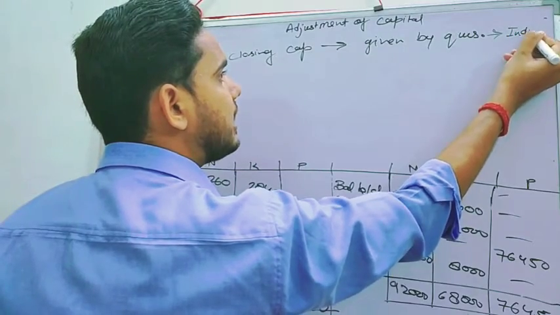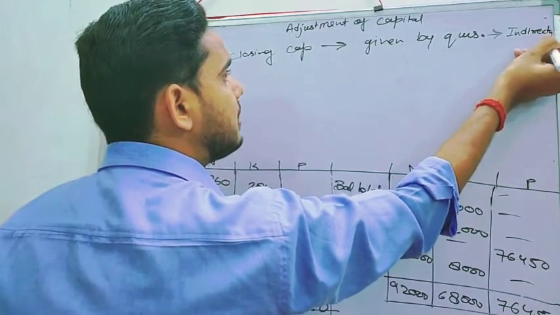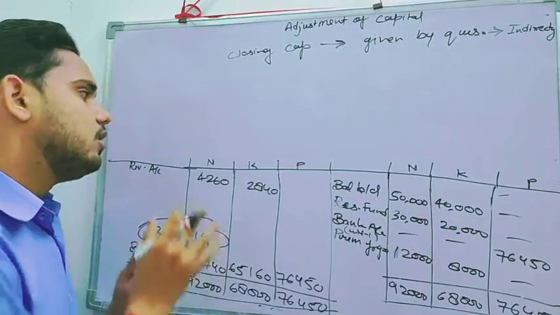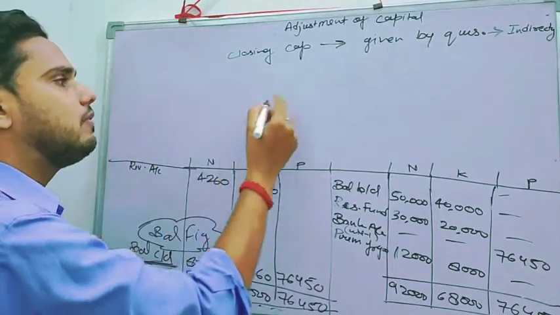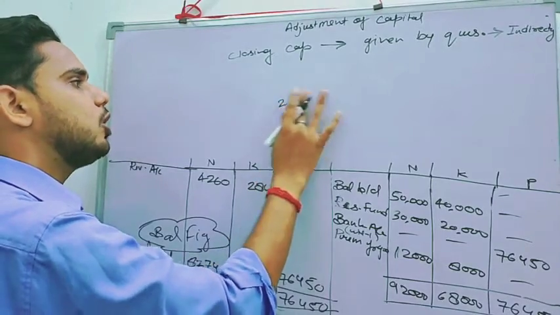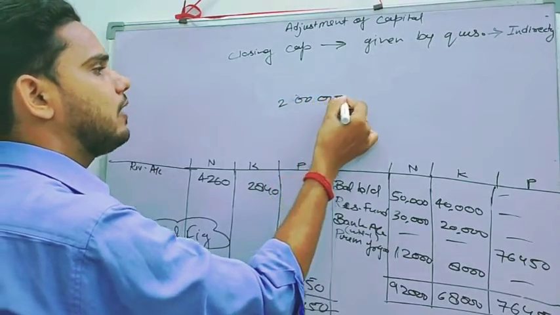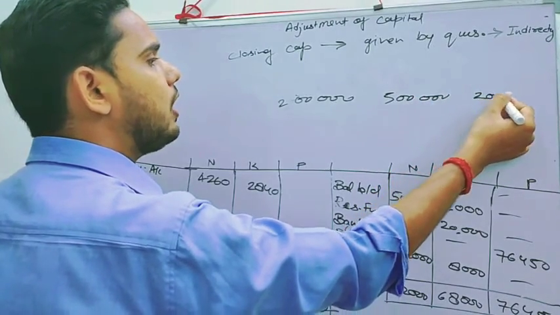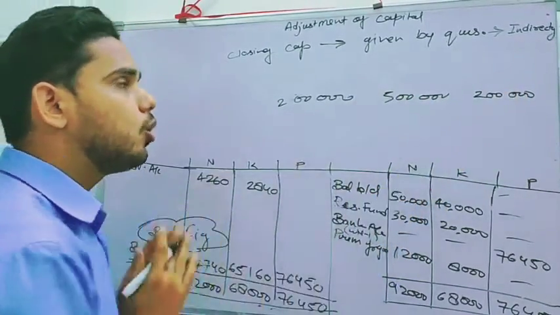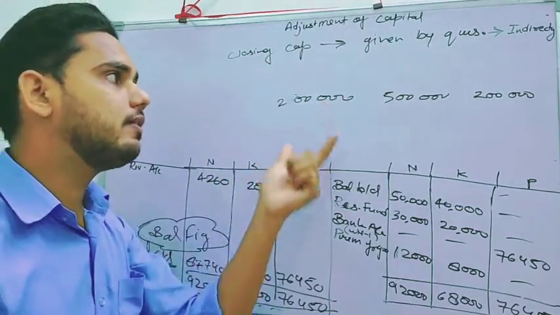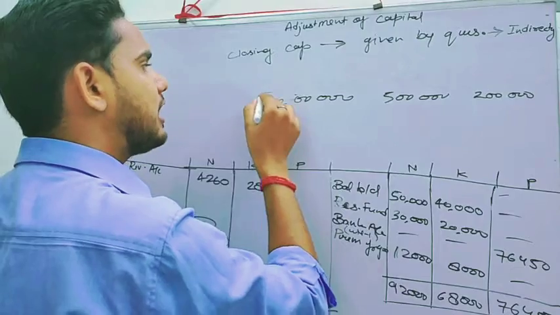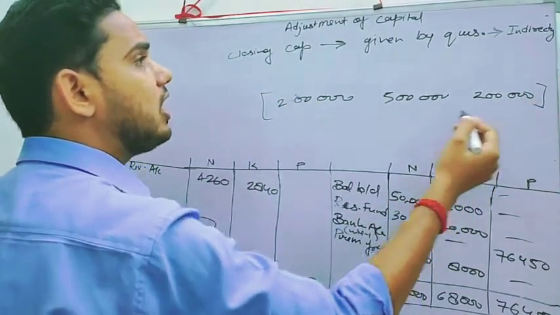Now what does indirectly mean, sir? Indirectly means the question will not give you the exact amount, such as closing capital of N will be 2 lakh, closing capital of K will be 5 lakh and closing capital of P will be this much. It will not be given in the question. No doubt closing capital will be given by the question, but it will not be given directly, meaning the exact amount will not be given.